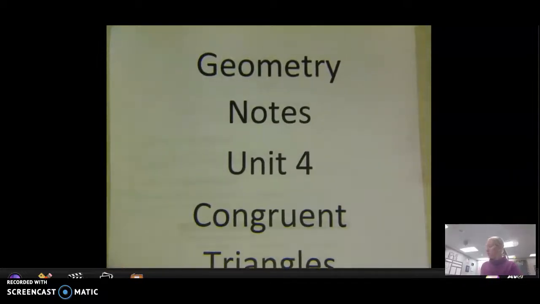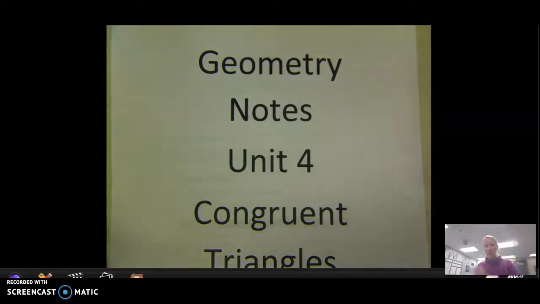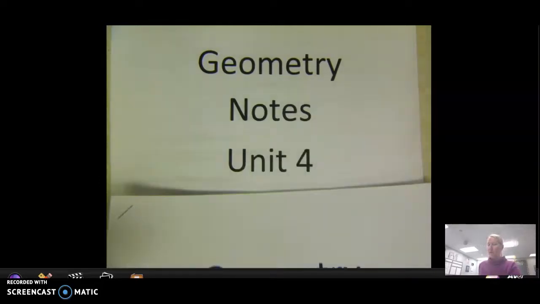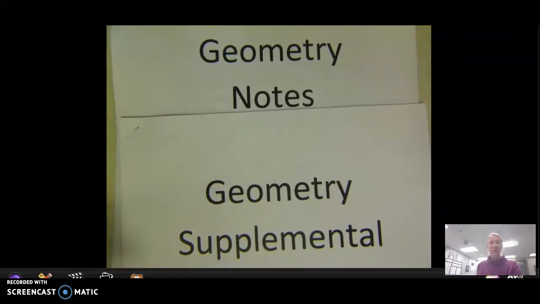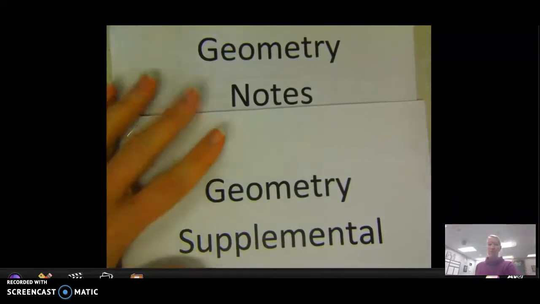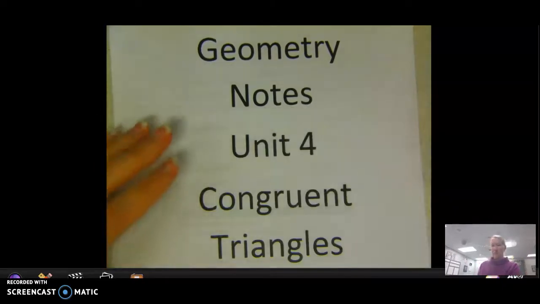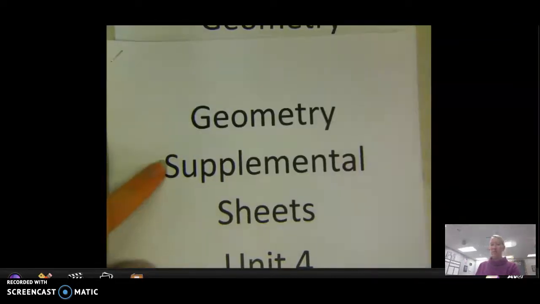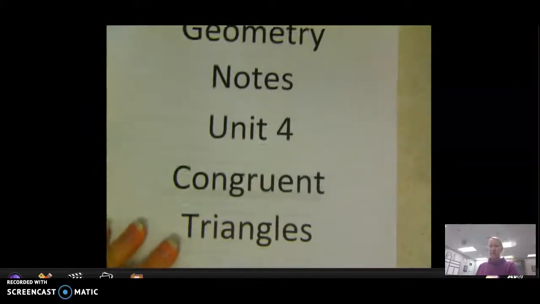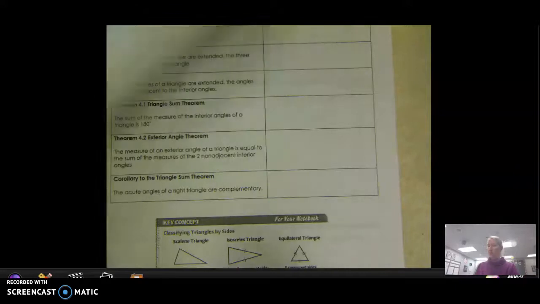There are two things that you need to either print off. I did have them in the packet pickup back in December. If you cannot print these two things off, then I need you to email me, and I can leave them at the front desk for you to come pick up at West. They are the Geometry Notes Unit 4, Congruent Triangles, and the Geometry Supplemental Sheets Unit 4. Let me know if you need those by emailing me. Do not get far behind, so make sure you have printed those off or gotten them pretty quick, okay?